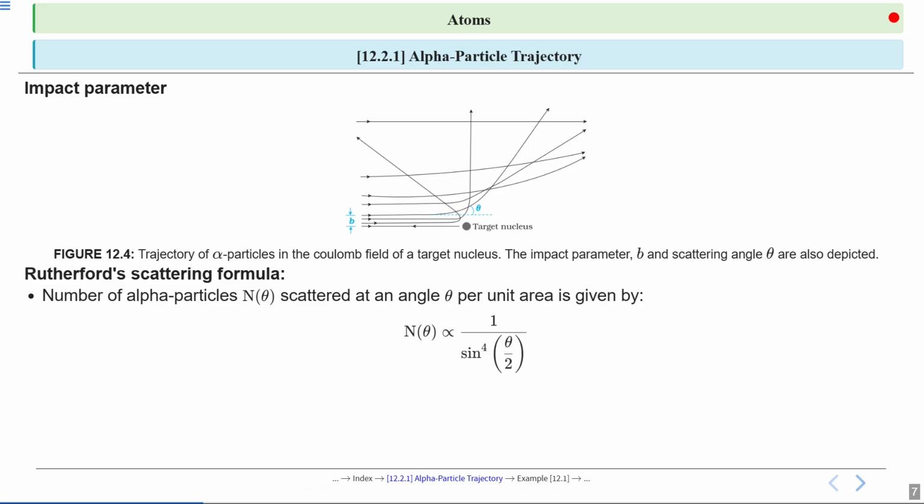So the formula tells us N(theta) is proportional to 1 divided by sine to the power 4 of theta by 2. So this is the formula for the number of alpha particles scattered at an angle theta, that is N(theta). So N(theta) is proportional to 1 by sine raised to power 4 theta by 2. This means as the scattering angle increases, the number of particles detected or deflected at that angle drops off very quickly because sine is raised to power 4.